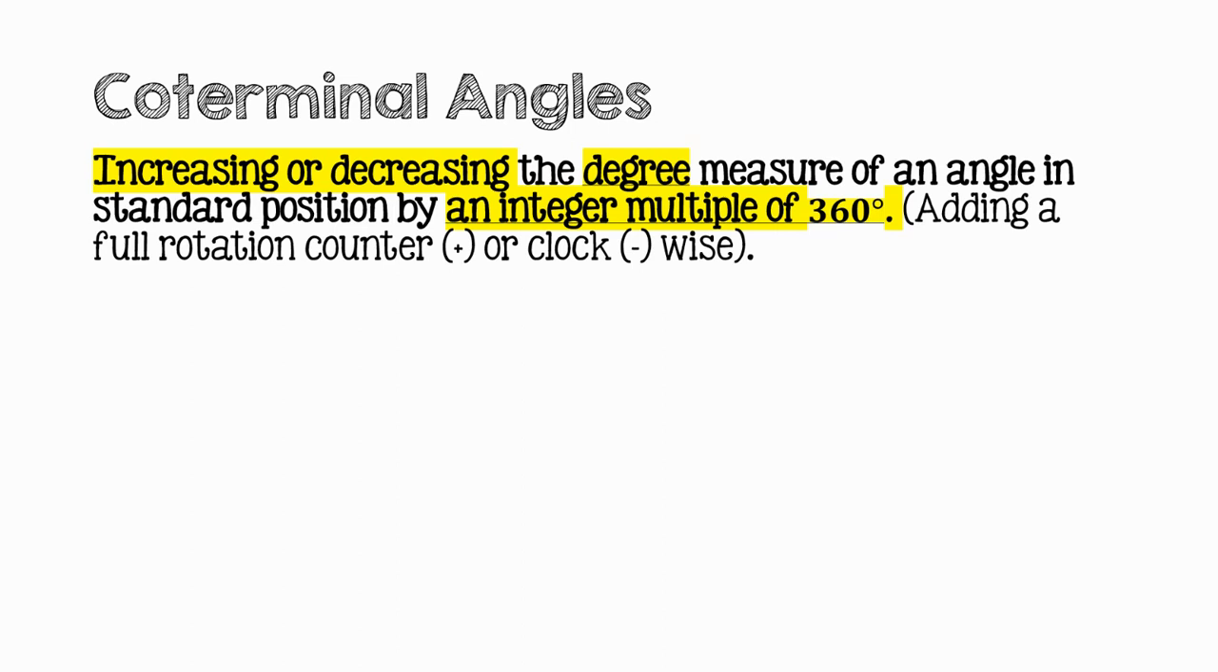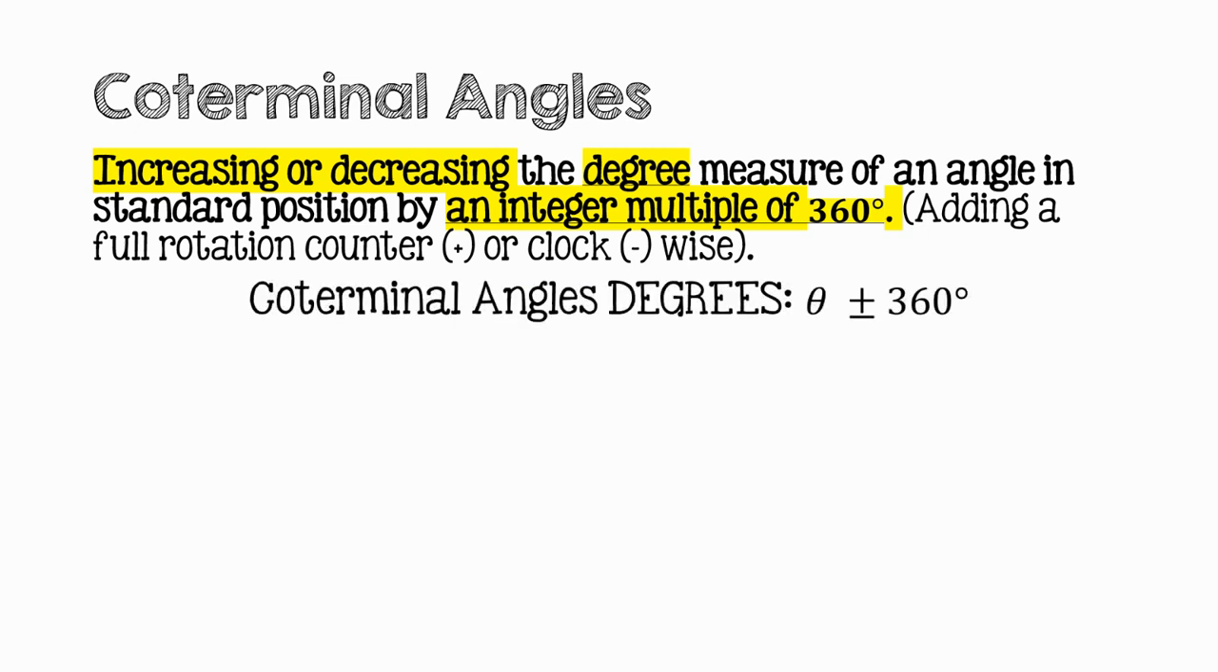So algebraically or numerically, we find coterminal angles by increasing or decreasing the degree given of the angle in standard position with an integer multiple of 360. So you're adding a full rotation, going counterclockwise, or clockwise by subtracting. So we can think of this as just taking your angle that was given, and you're going to either add 360 to it or subtract 360 to find a coterminal angle.